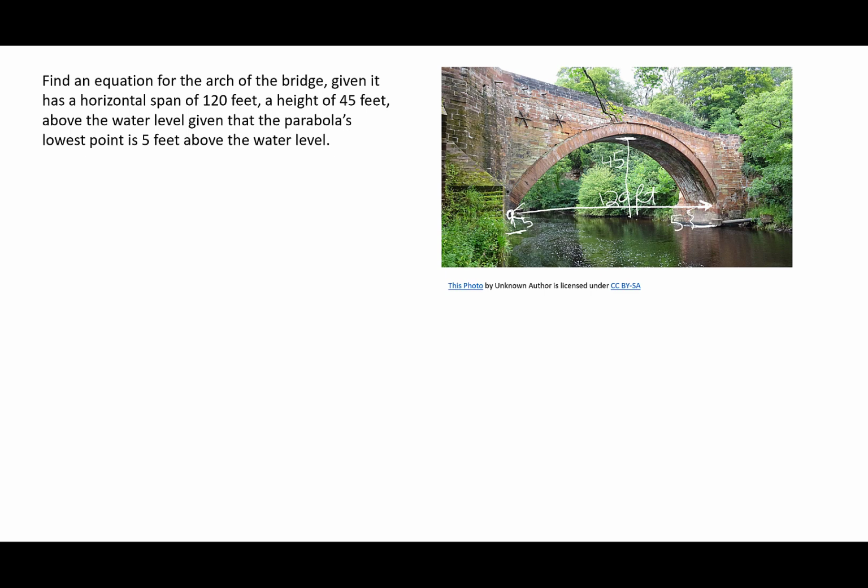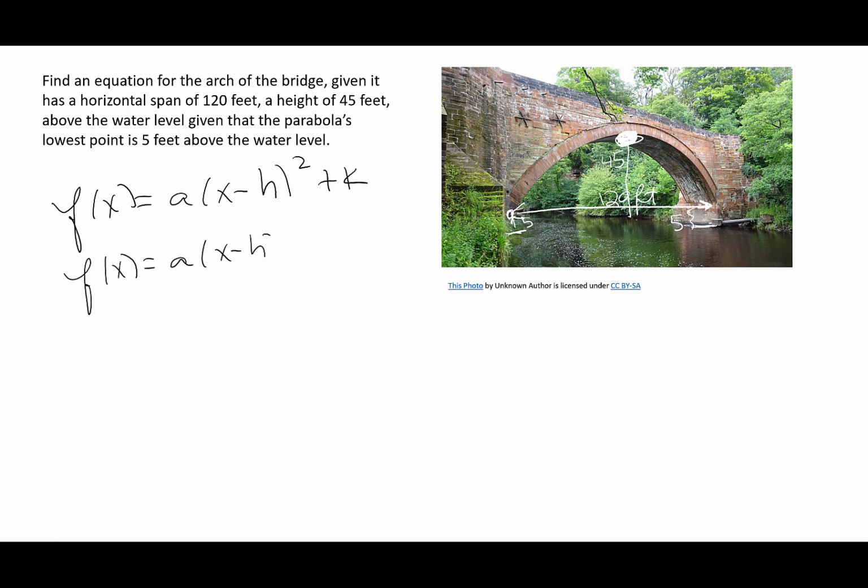Okay, so we have a lot of components that are going to help us write this equation. Generally, what I'm thinking is f of x is a times x minus h squared plus k. The first thing I know is k. This height, where the vertex is 45. So I can immediately write f of x is a times x minus h squared plus 45. We have a little bit of a hint about some other things. I know a is going to be negative, but I'm not sure what the value is yet. So these other points, like 5 above the water and 120 feet span, is really going to help us.